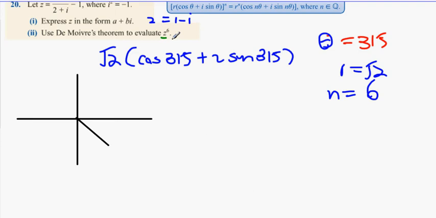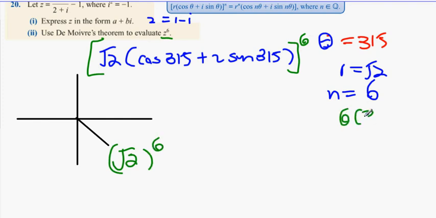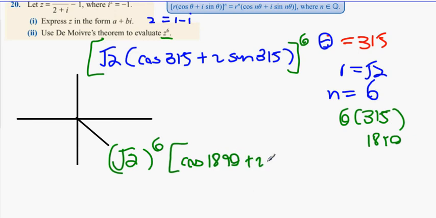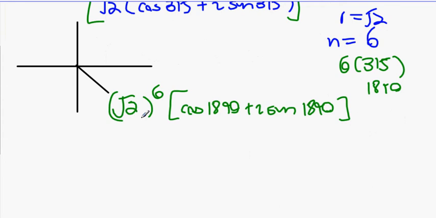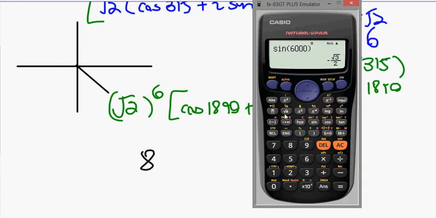Now we're going to have to do the whole thing to the power 6. So put the power 6 on the outside. Now it's going to be root 2 to the power 6, and 6 multiplied by 315 is 1890. So it's going to be cos 1890 plus i sin 1890. Once we put this in again, what we're going to get here is root 2 to the power 6 is 8.